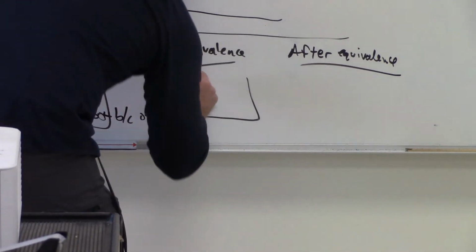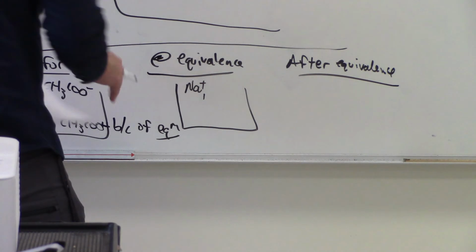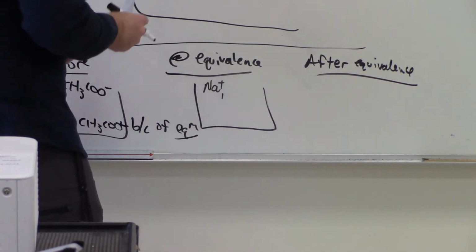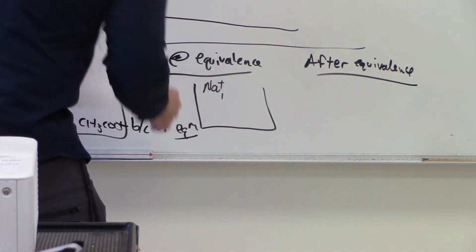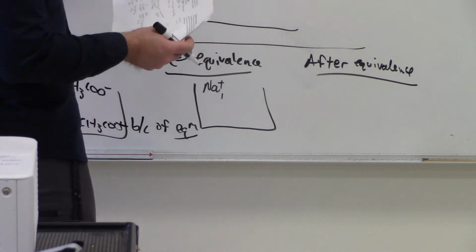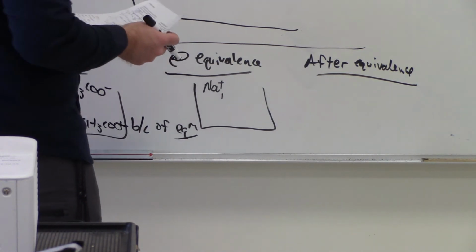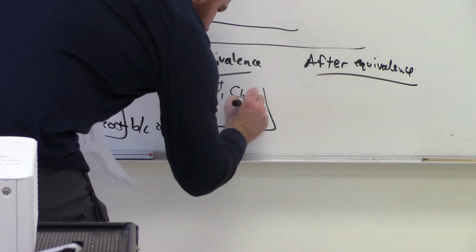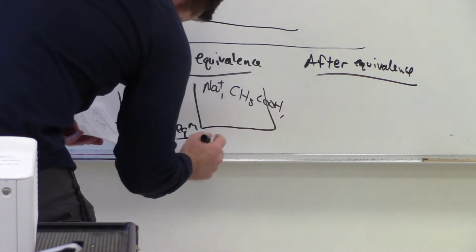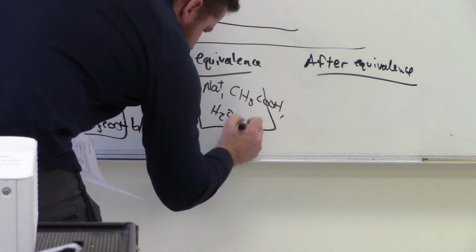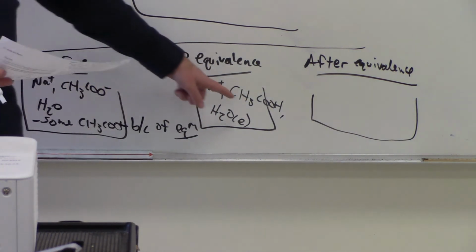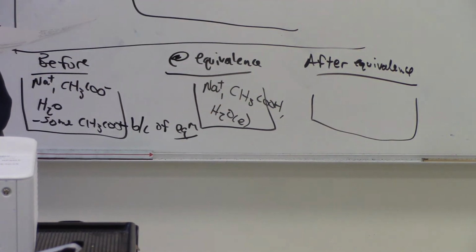Okay. So we'll have Na+ because it is a spectator ion. There's no hydroxide because the hydroxide is completely neutralized. There's no H3O+ because the hydronium has been completely neutralized by the acetate present. So we have CH3COOH, and then you'll have H2O present, obviously. Now, after equivalence, there's not enough of the acetate ion to take the H3O+ out of solution.